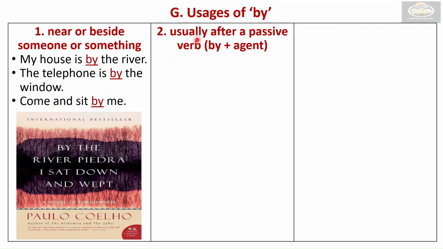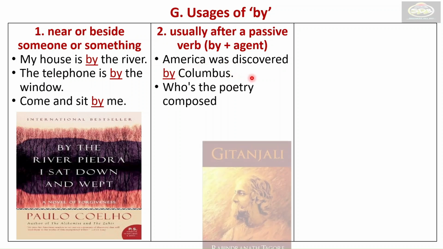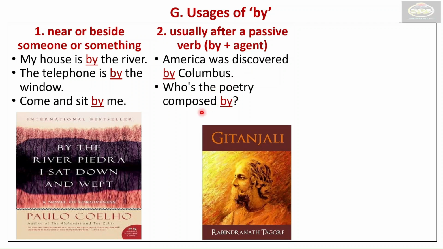Another one, usually after a passive verb, by plus agent in passive voice. Example, America was discovered by Columbus. It means Columbus discovered America. Who is the poetry composed by? Gitanjali was composed by Rabindranath Tagore. Munamadan was composed by Devkota. By Devkota. I was frightened by the noise.